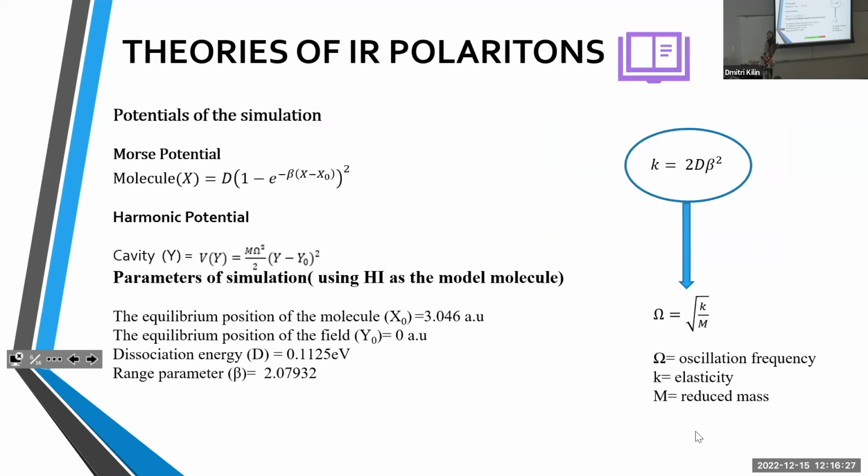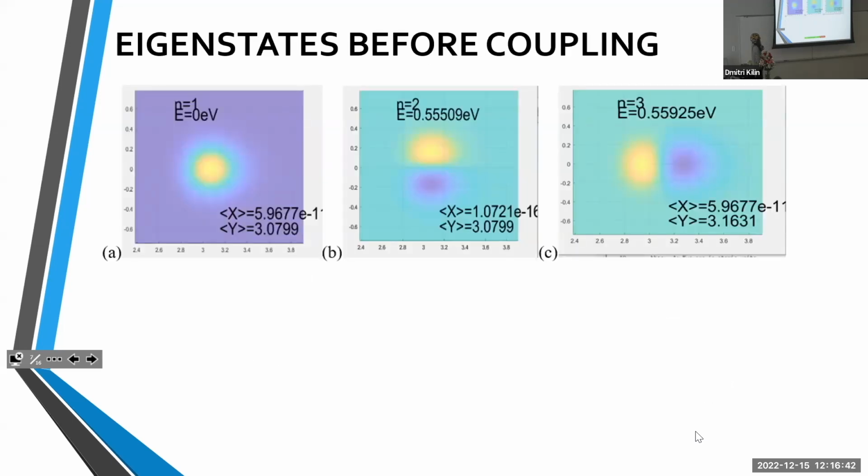To fully understand what is going on in a polariton, I decided to model my simulations using MATLAB, based on the dynamic and static analysis of the system. So this illustration shows the static properties of an eigenstate. These are the eigenfunctions of my system before coupling occurs.